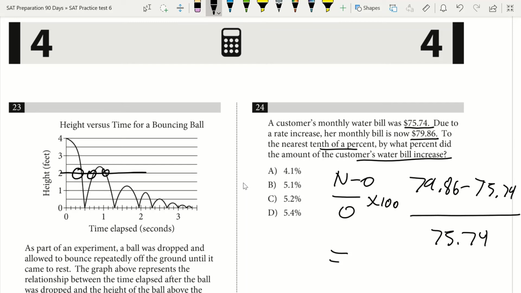So when I multiply by 100 to get it as a percent, I'm going to get 5.4% because I'm rounding to the nearest tenth. So my answer there is going to be D. Okay, so 24, answer to that one is going to be D.